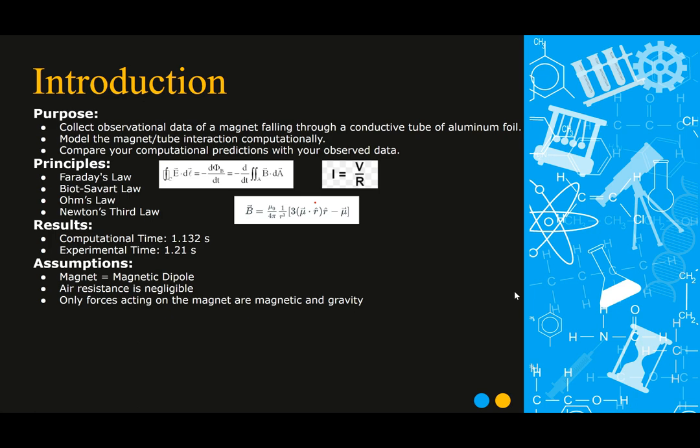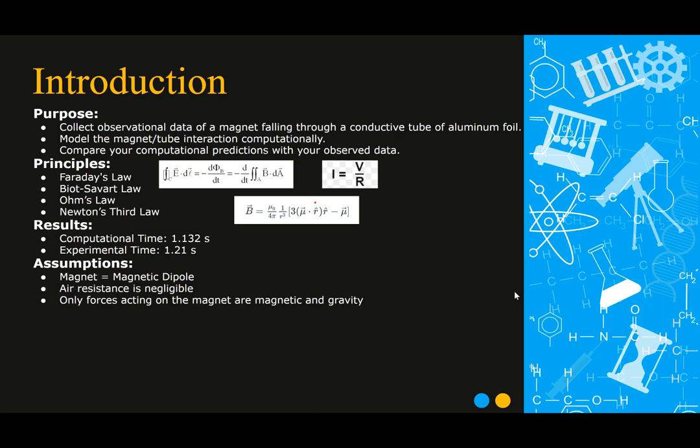So, the main principles used in this experiment were Faraday's law, seen in the top left, the Biot-Savart law, seen on the bottom, Ohm's law, seen in the top right, and Newton's third law, which says every action has an equal and opposite reaction. So the computational time for the magnet to get through the tube was 1.13 seconds, and the experimental time was 1.21 seconds.